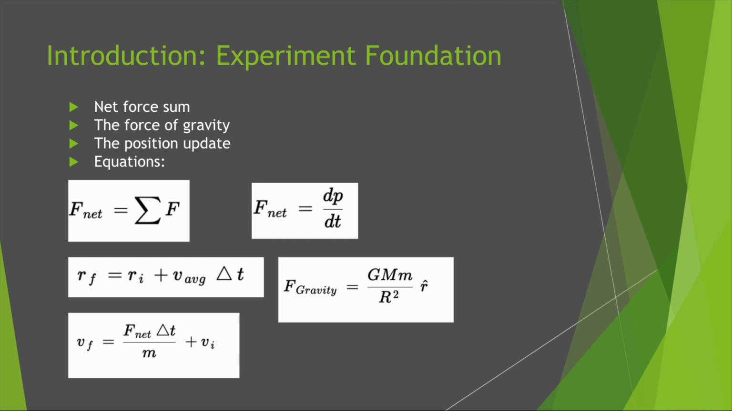The foundation of this experiment relies on 5 equations. The net force sum, so the sum of the perpendicular forces plus the parallel forces, or the perpendicular force plus the parallel force. Then F net equals dp over dt, so a similar idea, but the net force is equivalent to the change in momentum over the change in time over small intervals. Then the position update formula, so RF equals RI plus V average delta t. Then the force of gravity, which is GMm over r squared times r hat. And then finally the velocity update formula.